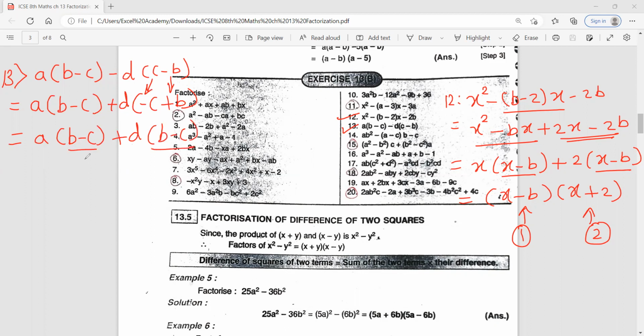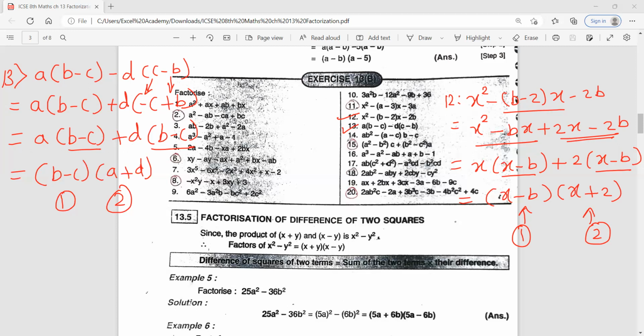So if you take b minus c common from this, you get b minus c in one bracket and a plus d in another bracket. That's how you get two factors. That's all. As simple as that. Have you followed? Okay. So remember, it is not always necessary to open the brackets and simplify. Not always necessary, and not always possible also.